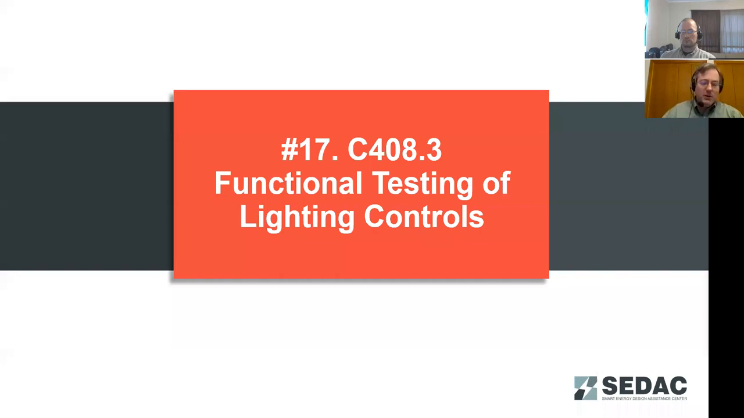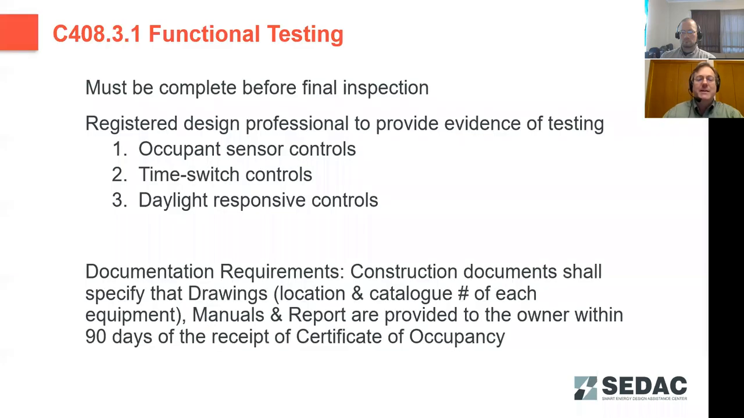Now that we've installed all these controls, the big thing is functional testing of all these controls. So we need to be able to test the occupant sensing controls, the time switch controls, and the daylight responsive controls. And we also have to have documentation. And so as part of this, all the documentation, which includes manuals and the reports, need to be provided to the building owner within 90 days of the receipt of a certificate of occupancy.